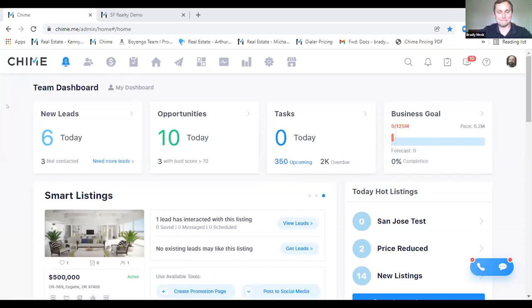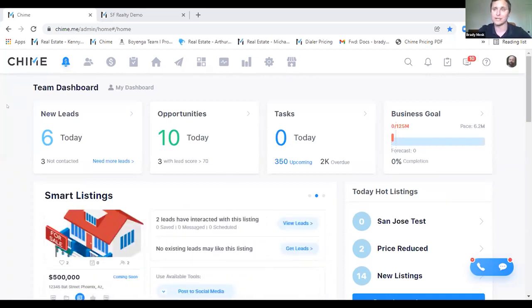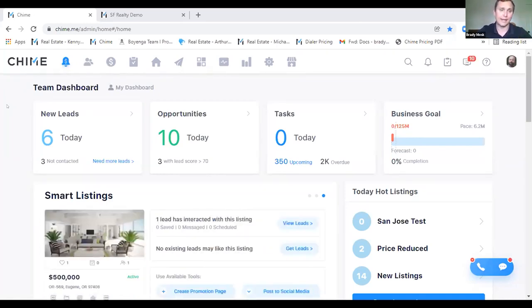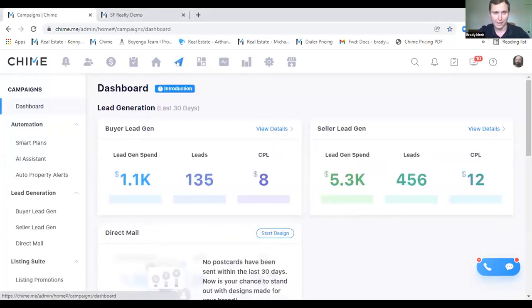All right, what are we looking at right now, Brady? Guys, I am sharing my screen. This is the Chime CRM. This is the dashboard of our CRM. So it's the first thing our clients look at each time they sign into the system. For the sake of our conversation today, I figured I'd start off by pulling up a different dashboard that's much more specific to lead generation campaigns.